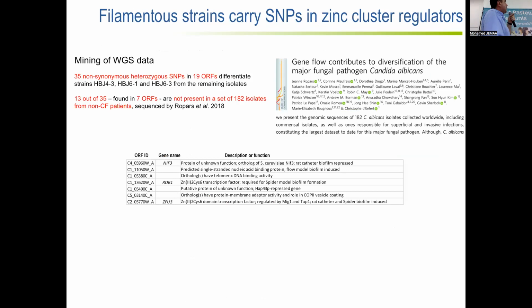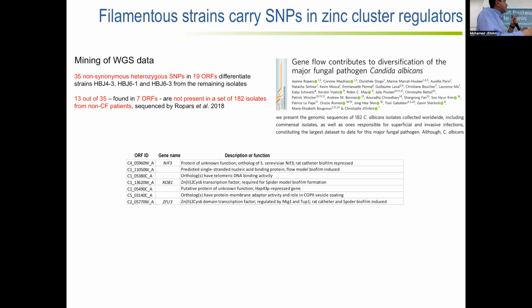So we've mined those data by looking at the differences that are specific to the filamentous and strong biofilm formers compared to the non-filamentous isolates in that particular patient. We found 35 non-synonymous heterozygous SNPs and 19 ORFs differentiating the filamentous strain from the remaining isolates.